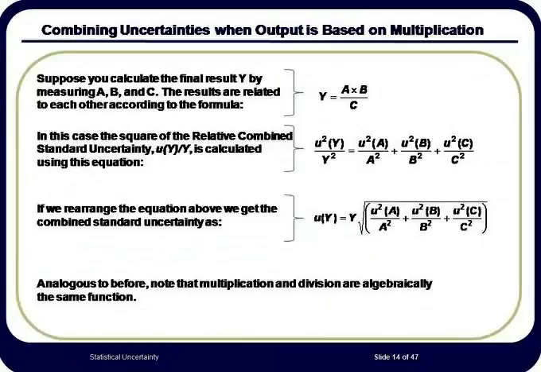Given the formula for the output estimate shown for Y, the method of calculating the combined standard uncertainties is shown on the next line. This is the general form for the combined standard uncertainty that will be used in most radiochemical analyses. This format divides the squares of the uncertainties by the squares of their individual output estimates and then combines them in quadrature. Note that the same form is used for both multiplication and division.